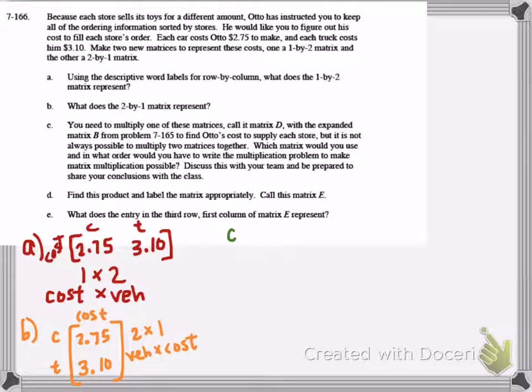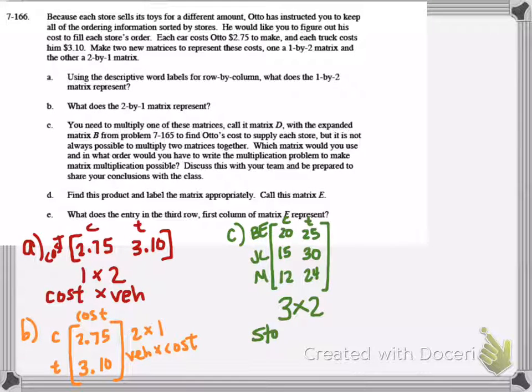Okay, now part C is saying that we need to multiply one of those two matrices, and we're going to call that matrix D, and we're going to multiply that with the expanded matrix B from the last problem. So take a second, flip back, and copy that matrix B down. And only one of these two matrices is going to work to multiply there. So the reason that they had you build both was to kind of develop an understanding of which one you would actually want to multiply. So that matrix B, just as a reminder, is that 3 by 2 store by vehicle.